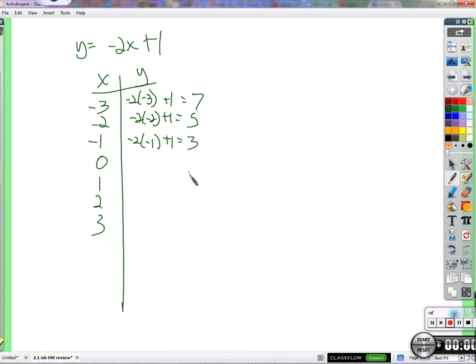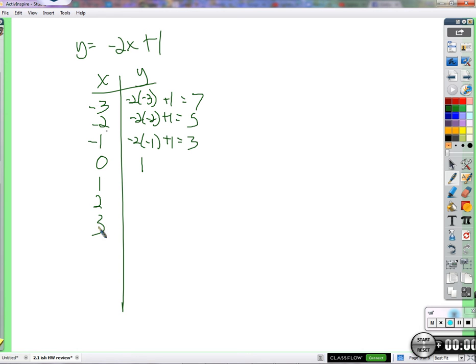Now, at this point, can we start to see some kind of a pattern? What pattern are we going to find? When x is 0, y is 1. Well, my point here is that y equals a lot of things. Yeah, I gotcha.